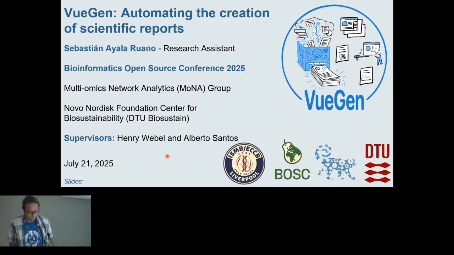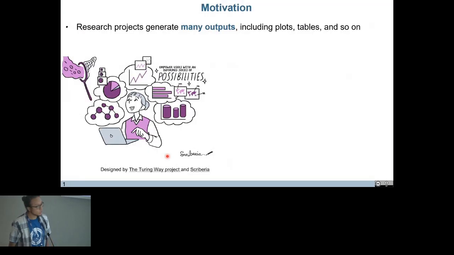So hello everyone. Today I will talk about VueGen, a tool to automate the creation of scientific reports. In research projects, we produce a lot of outputs like plots, tables, statistical analysis, and more.